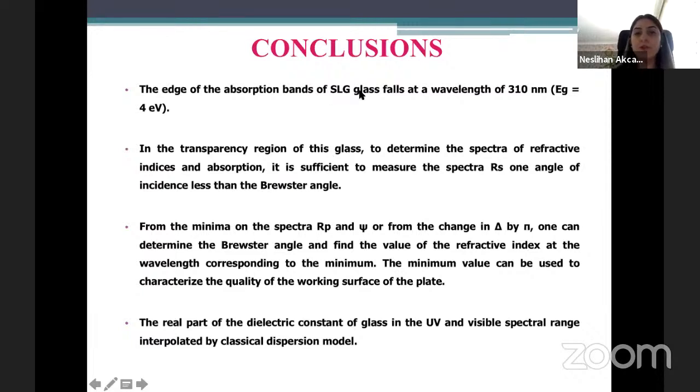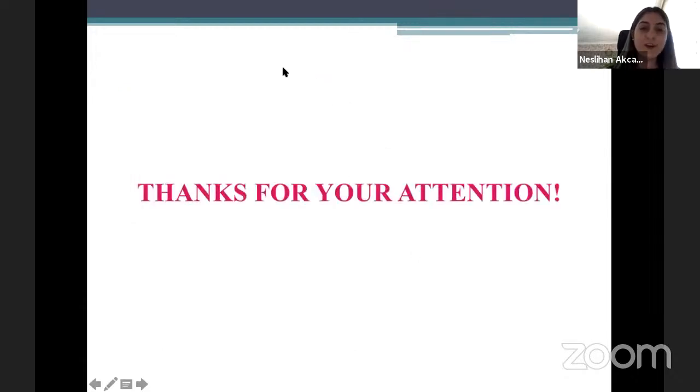The edge of the absorption bands of SLG glass falls at a wavelength of 310 nanometer, which is equal to 4 electron volt. In the transparency region of this glass, to determine the spectra of refractive indices and absorption, it's sufficient to measure the spectra RS at an angle of incidence less than the Brewster angle. And from the minima on the spectra RP and psi, or from the change in delta by P, one can determine the Brewster angle and find the value of refractive index at the wavelength corresponding to the minimum. So the real part of the dielectric constant of glass in the UV and visible spectral range is interpolated by the classical dispersion model. Thank you very much for your attention.